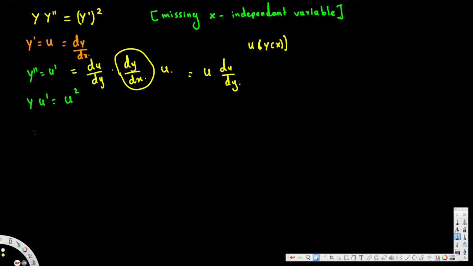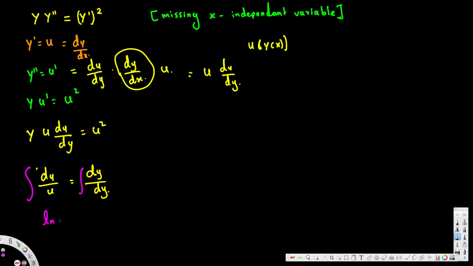So first we have y. Instead of u prime, we replace this one, that is u du by dy, and on the other side we have u square. Now you can see this is a separable differential equation, so we can separate and integrate. This is going to be du by u, and on the other side we will have dy by y. If you integrate both sides, this is going to turn into ln of u, and on the other side we will have ln of y.